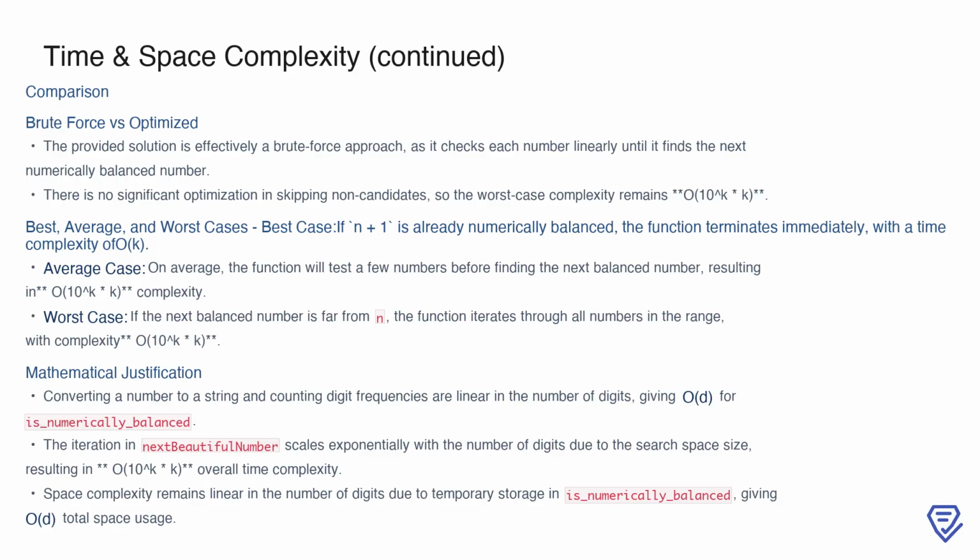In the worst case, where the next balanced number is far from n, the function iterates through all numbers in the range, yielding the same O(10^k * k) complexity. From a mathematical perspective, converting a number to a string and counting digit frequencies are linear in the number of digits, which explains the O(d) complexity of is_numerically_balanced. The iterative search in next beautiful number scales exponentially with the number of digits due to the size of the search space, resulting in the overall O(10^k * k) time complexity. Space complexity remains linear in the number of digits due to the temporary storage in is_numerically_balanced, keeping it at O(d).